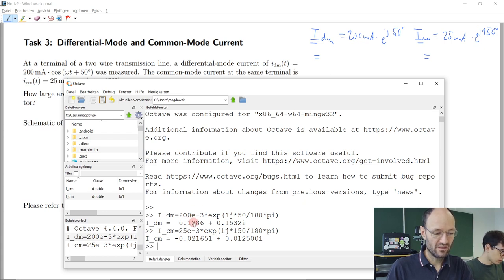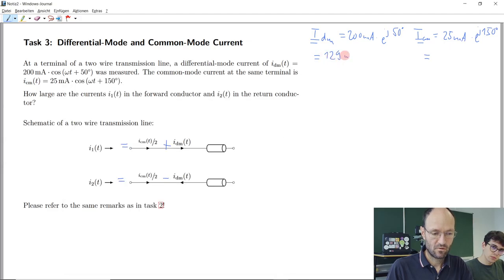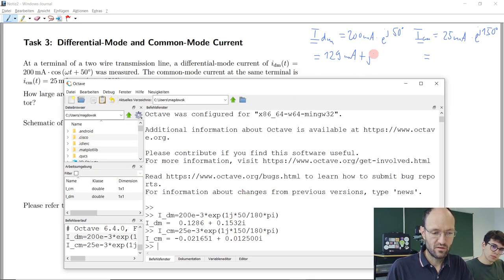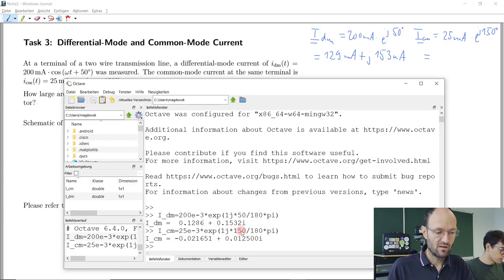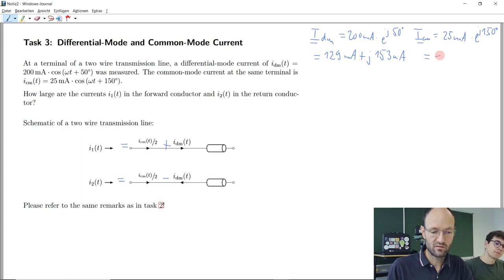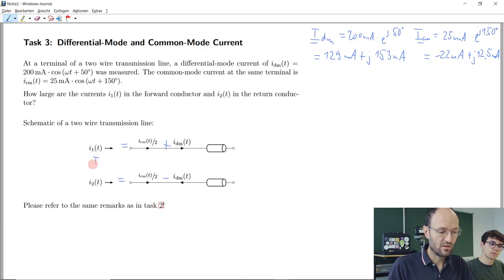And so we get 129 milliampere plus j, and this was a little larger, 153. And for the common mode current, as is meaningful for 150 degree of angle, we get some negative real part, some positive imaginary part. This is 21.6, so we will say minus 22 milliampere, and then plus j 12.5 milliampere.